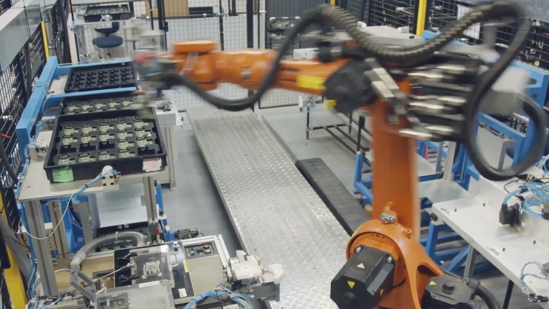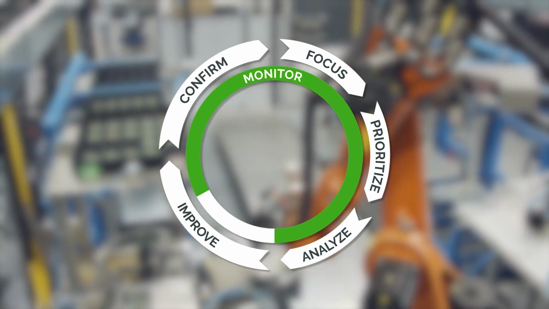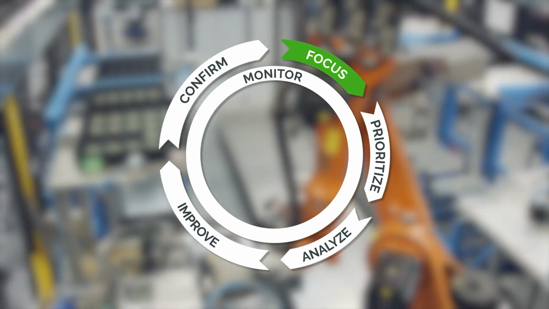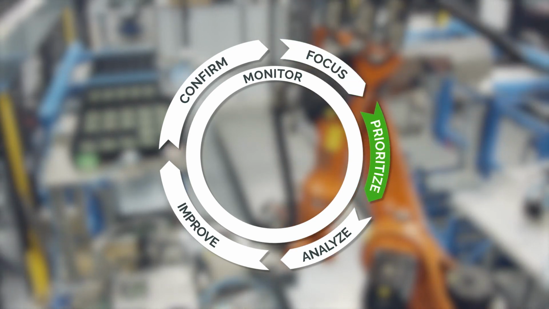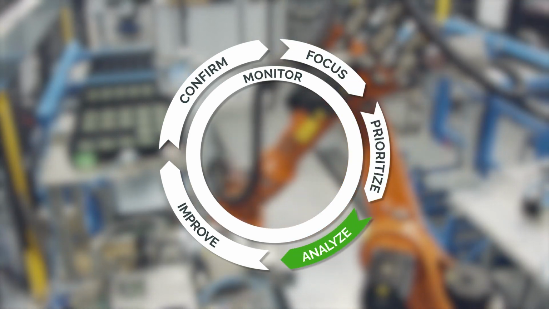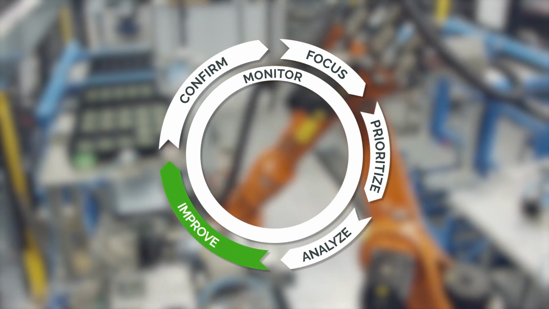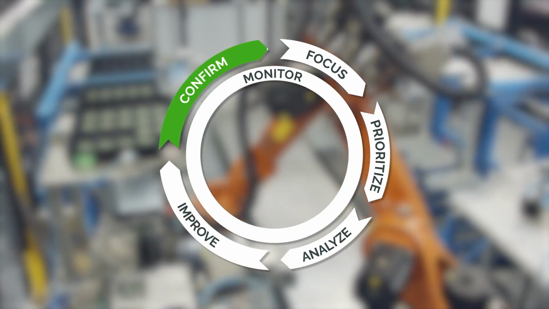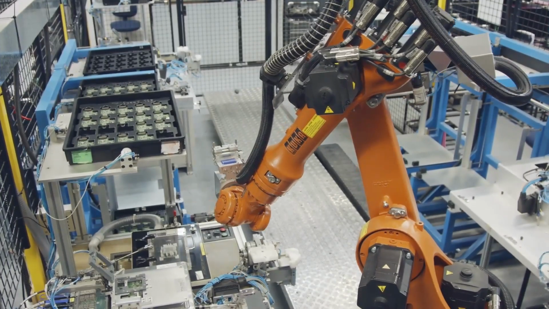Digital performance management helps tackle these challenges by helping factories monitor current performance, identify and focus improvement efforts on their biggest bottlenecks, prioritize the issues causing the most time losses, analyze production losses to find root cause loss reasons, improve performance with targeted actions, and confirm the value of improvement efforts before rolling out changes to multiple lines or facilities.